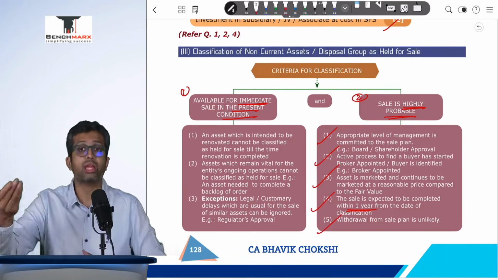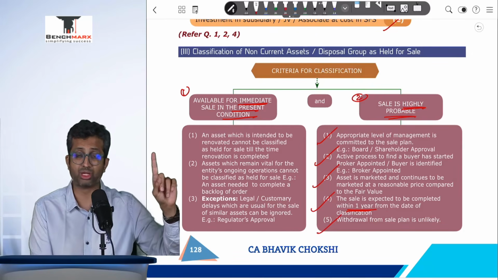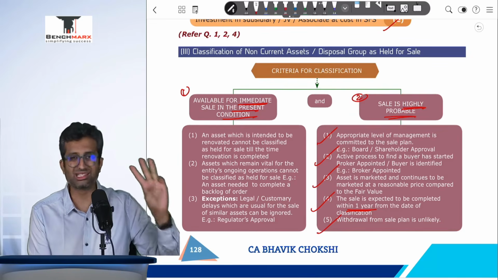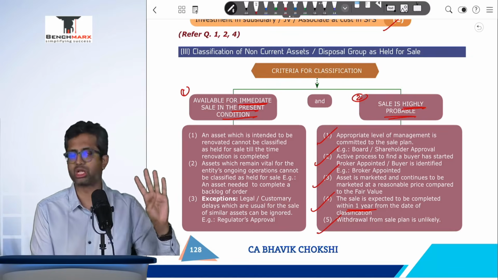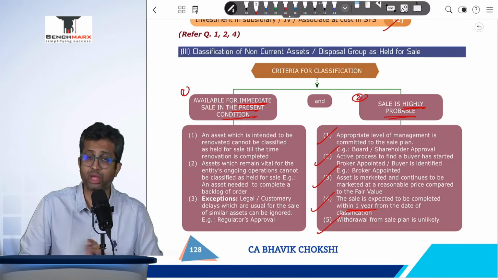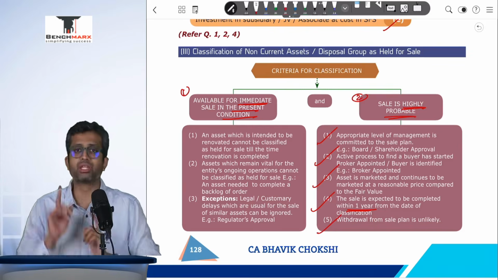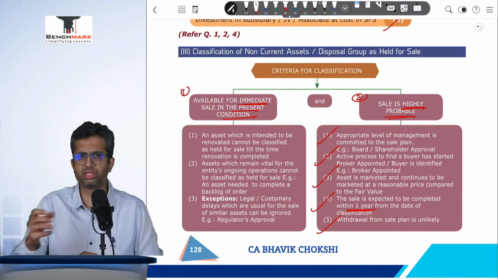So if these 5 things get satisfied, then we say that the sale is highly probable: the appropriate level of management is committed, an active process is initiated or a buyer is identified, a reasonable price is quoted as compared to the prevailing market price, the sale process is likely to be completed within a period of 12 months subject to exceptions, and the withdrawal from the sale plan is unlikely. That is when we say that the sale is highly probable. However, that is one of the conditions. The other condition is that the asset should be available for immediate sale in its present condition.